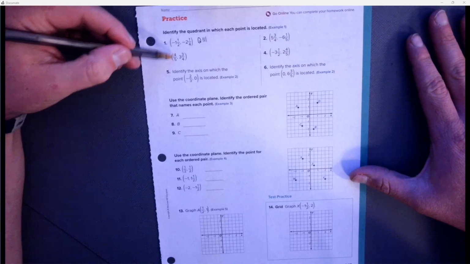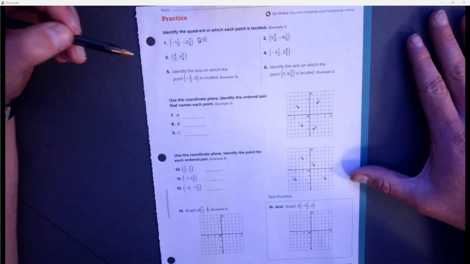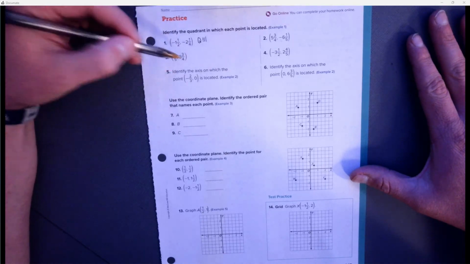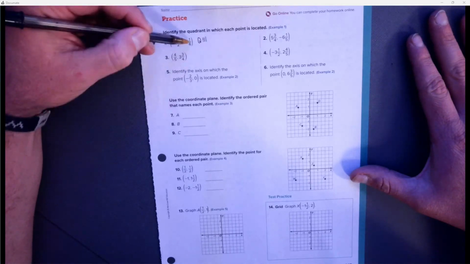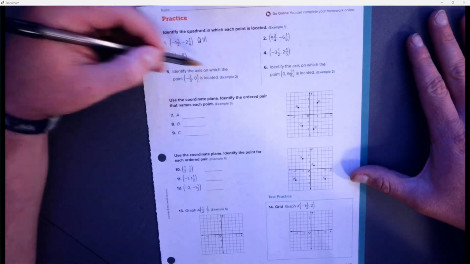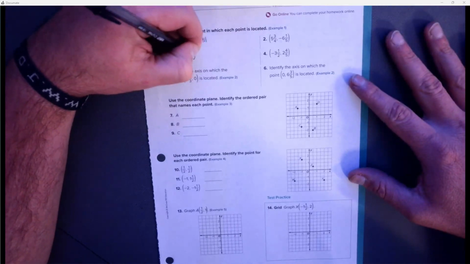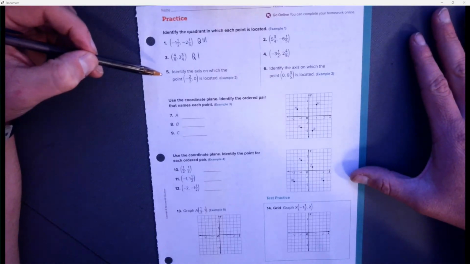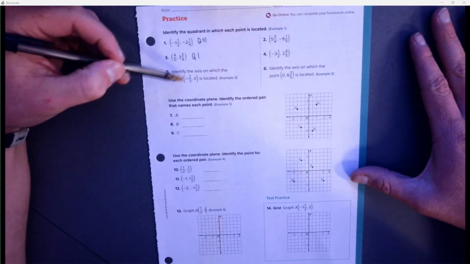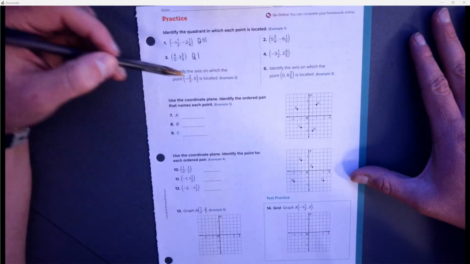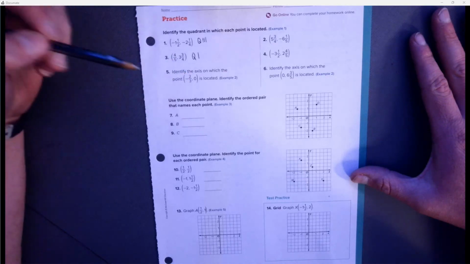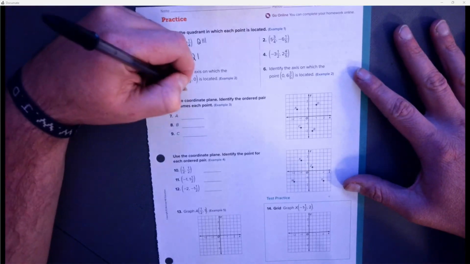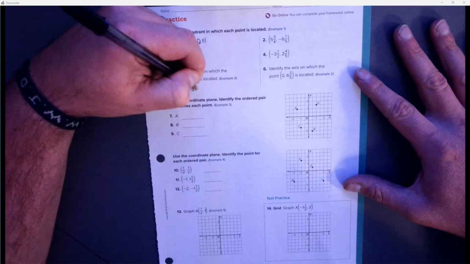Number 3, 4/5 and 3 3/4. 4/5 is positive, so the x is going to be to the right. 3 3/4, the y is positive, so it's going to be up. So to the right and up puts us in quadrant 1. Number 5, identify the axis on which the point negative 2/3 and 0 is located. Since negative 2/3 is our non-zero value and y is a 0 value, we know this will be on the x-axis.